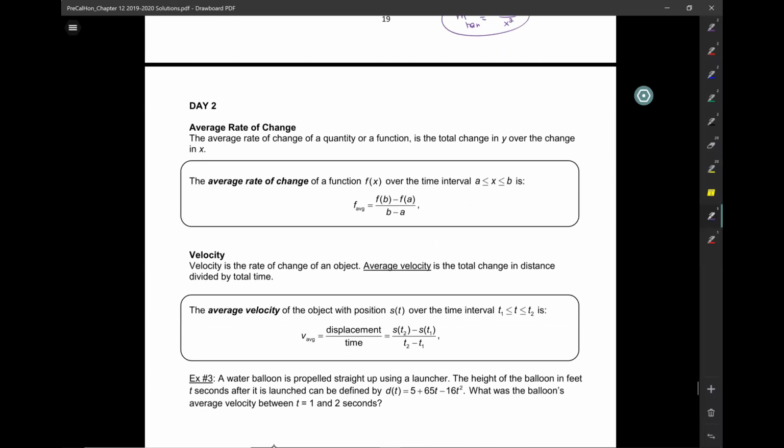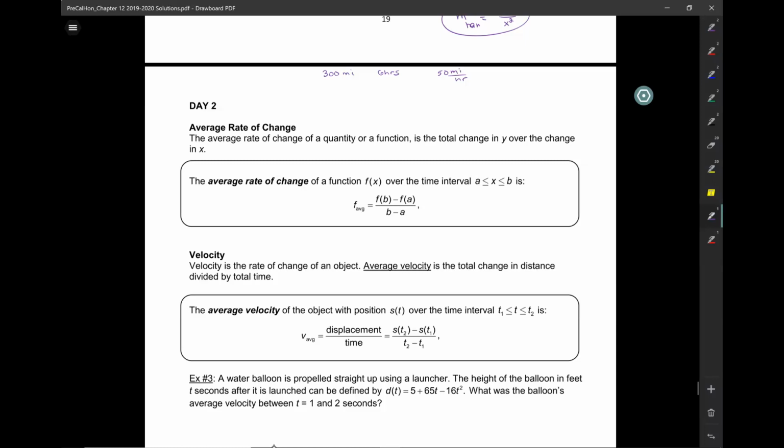Now, let's talk about a different rate of change. Let's suppose you went on a road trip, and let's suppose that you drove 300 miles and it took you 6 hours to do it. What was your average speed, your average velocity? Well, it was 50 miles an hour. So on average, you are going at 50 miles an hour. That is your average rate of change.